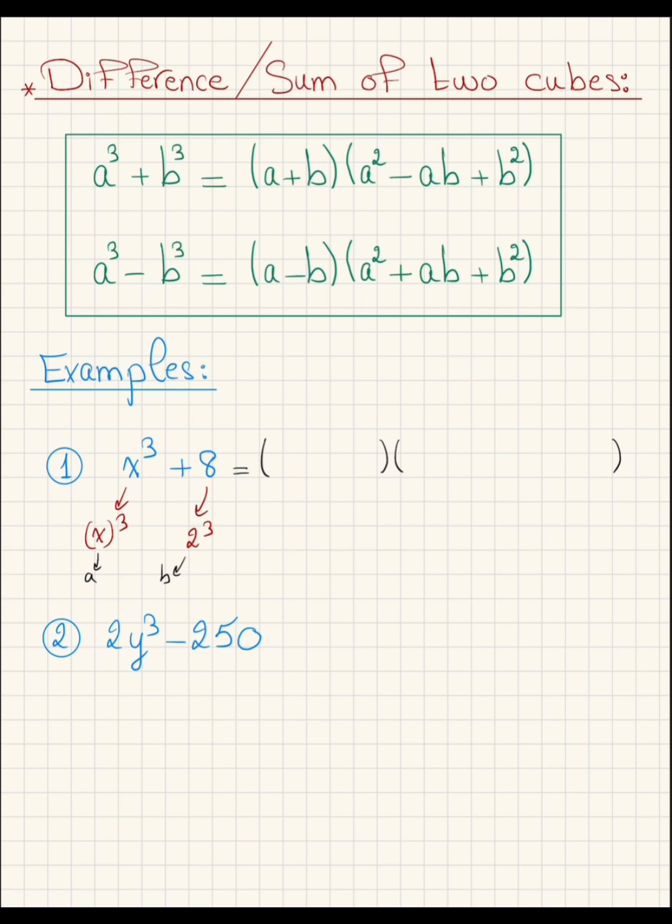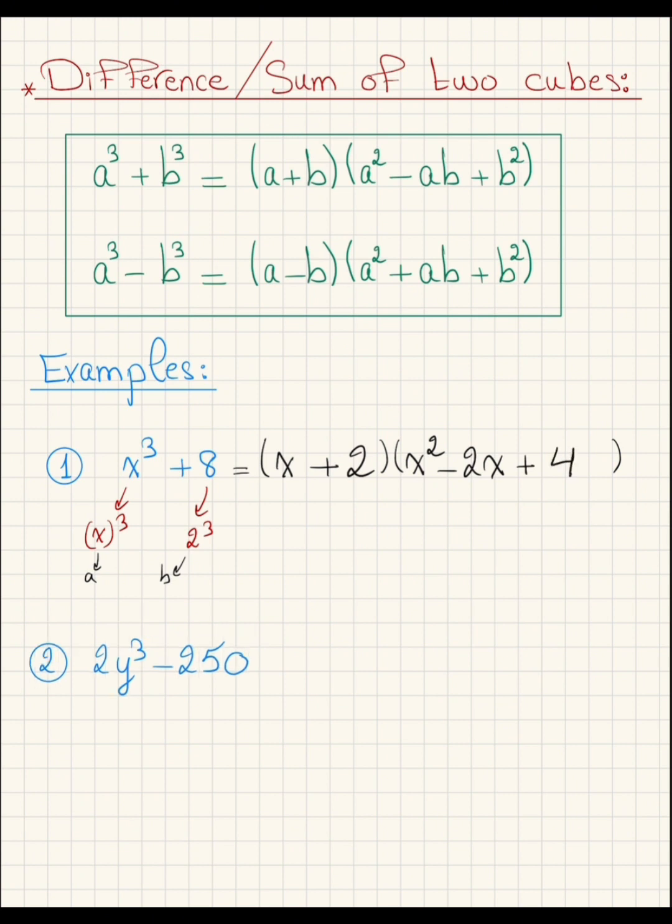So the first factor will be a plus b. The second factor will be a squared, that is x squared, minus a times b, that is 2 times x, which is 2x, plus b squared, that is 2 to the power of 2, which is 4.